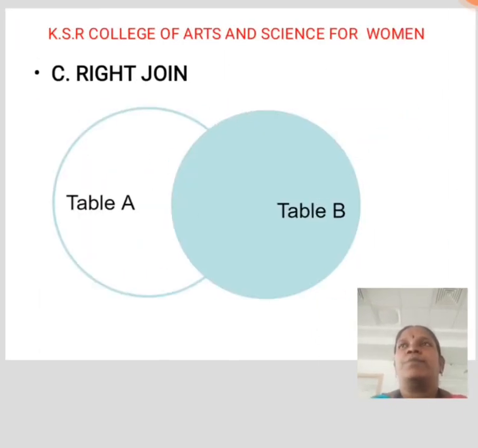Next, right join. Right join is similar to left join. This join returns all the rows of the table on the right side of the join and matching rows from the table on the left side of the join. For the rows for which there is no matching row on the left side, the result set will contain null. The right join is also known as the right outer join.